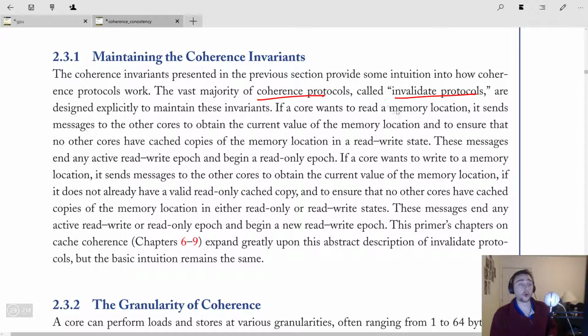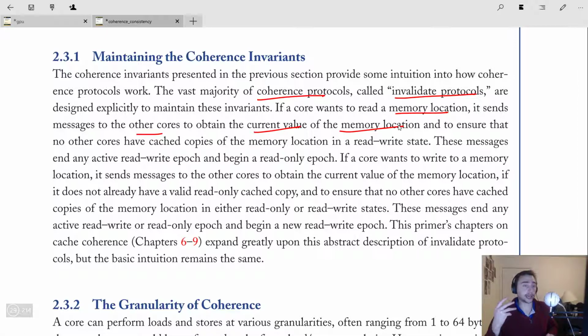So, if a core wants to read a memory location, it has to send messages to other cores to get the latest value of that memory location. So in this case, I'm doing a load, right? I want the load value of A. The first thing I need to do is talk to all the other cores, right?